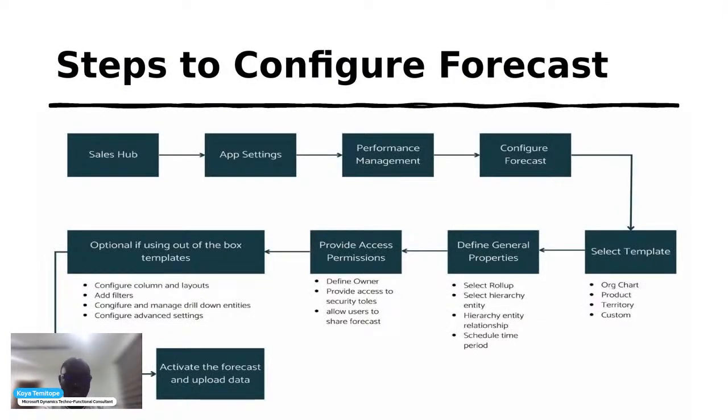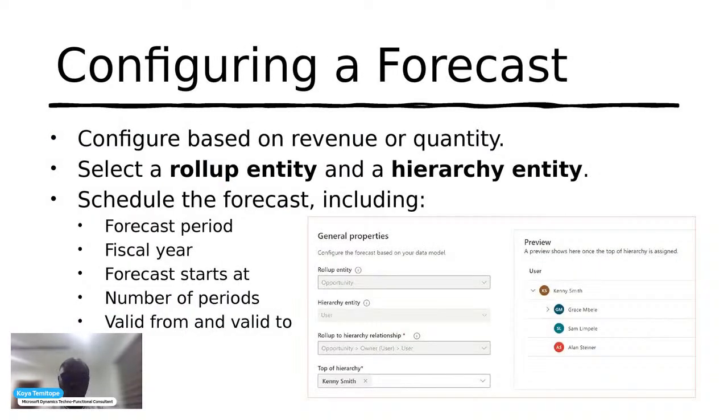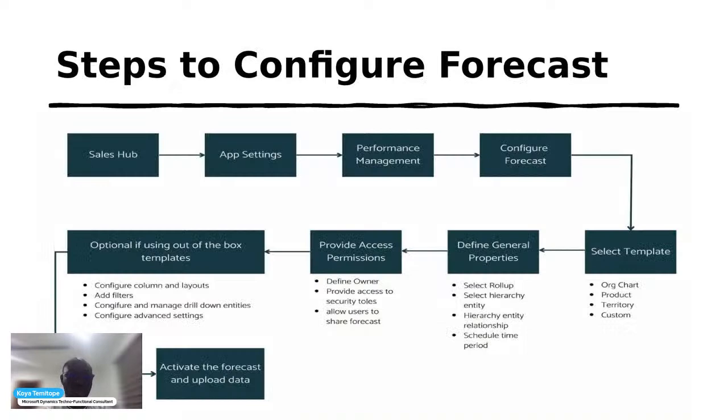In configuring forecast, you can start setting up based on the template you want to use. We have different templates in the system: the organizational chart, the product chart, the territory chart, and the custom template. You can use these templates to address the forecast configuration you want to do. Moving to the definition of the forecast, you need to give it a name. You need to define your roll-up entity, your hierarchy entity, the relationship between your roll-up entity and your hierarchy entity, and you need to schedule the time frame. We'll be looking at that in the demo I'll be showing you very soon.